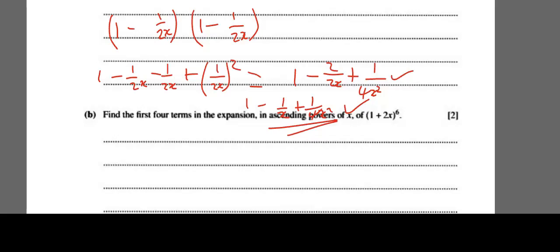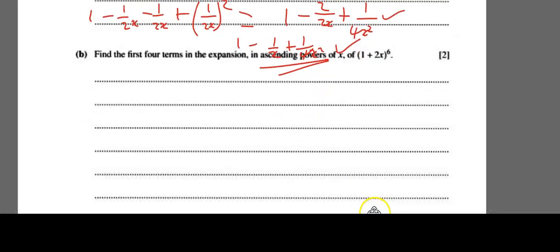By that, let's look at the next question. Find the first 4 terms in the expansion in ascending powers of x of (1 plus 2x) power 6.